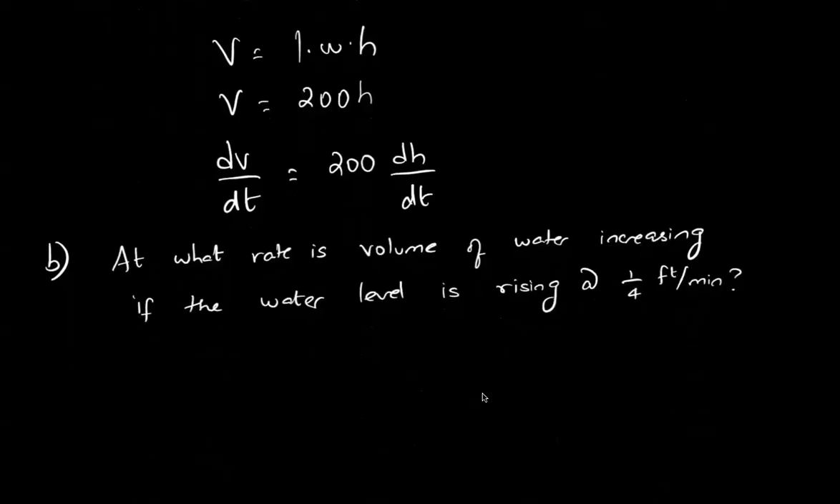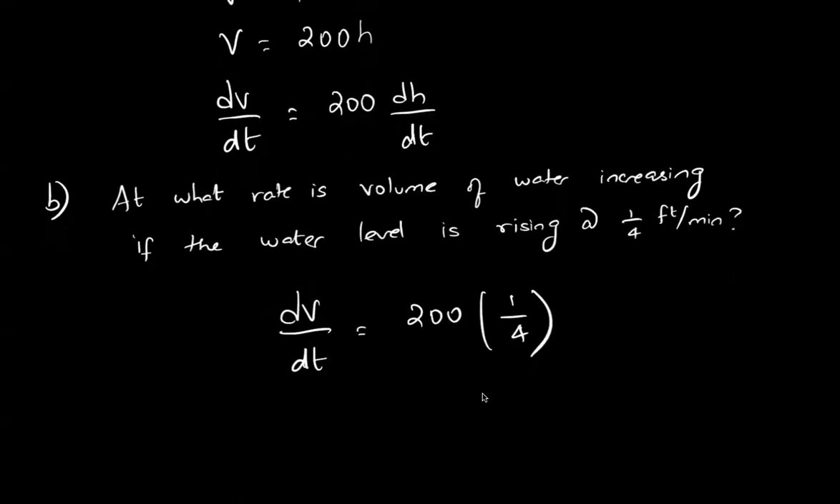The question is asking you at what rate is the volume of the water increasing if the water level is rising at the rate of 1/4 feet per minute. So the question is asking you what is dV/dt when dH/dt is 1/4. Okay, so when you do this, you reduce this. So this goes 2 times into, this goes 100, 50, right? So this is 50 cubic feet per minute is the rate at which the volume is increasing.